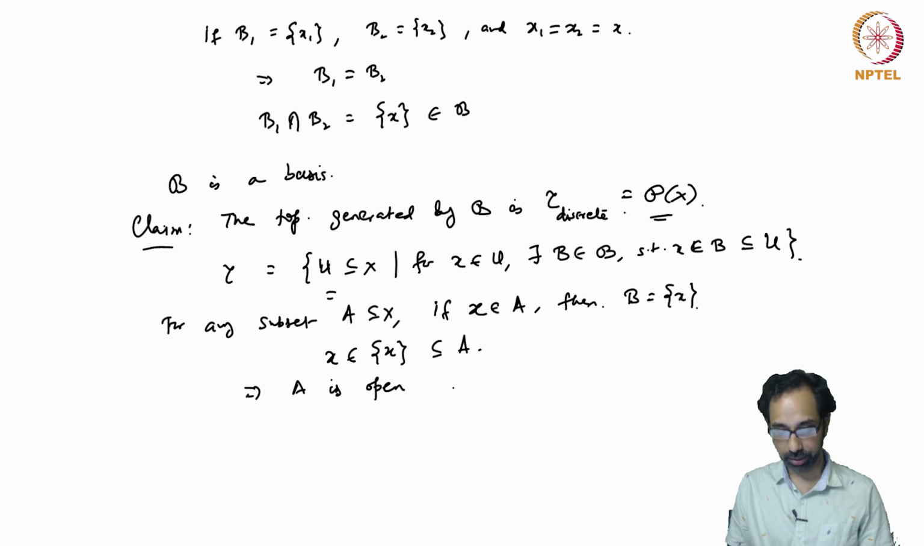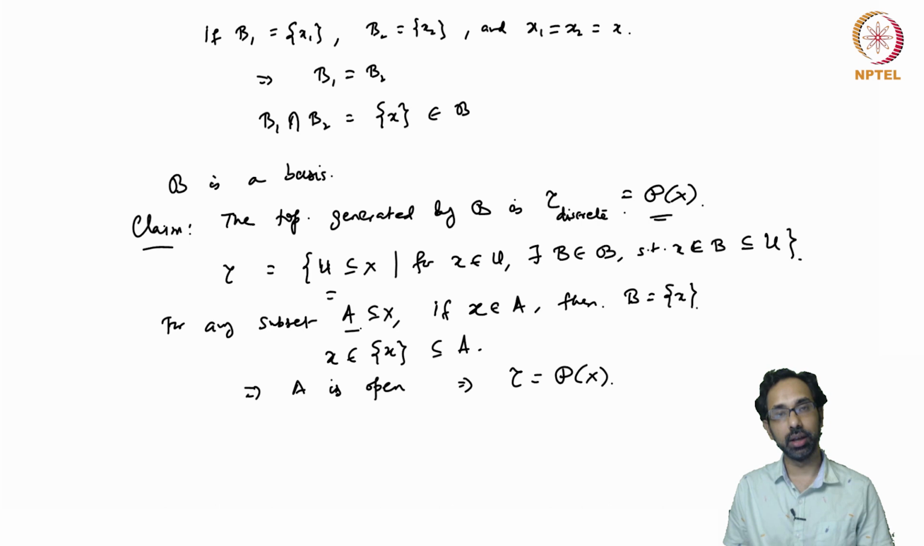And this means that tau is the collection of all subsets of X. Because A was arbitrary, we deduce that tau is the collection of all subsets of X, and so we see that this basis of singleton sets generates the discrete topology on X. And now we will see other examples of basis and topologies on the set of real numbers in the next lecture.